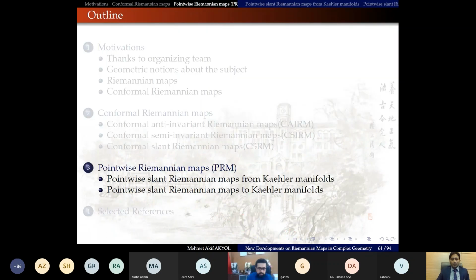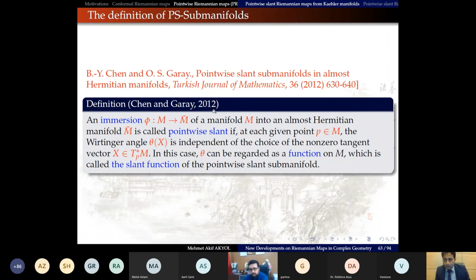Okay, now I'm going to introduce a new Riemannian map, pointwise Riemannian maps. In 2012, Chen and Garay defined pointwise slant submanifolds in almost Hermitian manifolds. This definition is different from the definition of slant submanifolds. That means that in a slant submanifold, the angle is constant. But in the definition of pointwise slant submanifolds, the angle is a function. It means that the angle is independent of the vector field, but depending on the point. So theta can be regarded as a function on M, which is called the slant function.